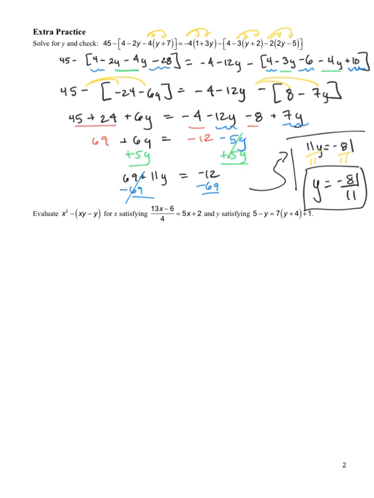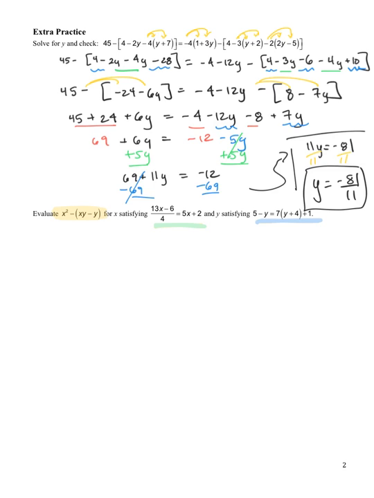Now, let's look at the next one. In the next problem, you're asked to evaluate this expression. So ultimately, I want to evaluate this expression. However, I don't know the value of x or y, but I do know that x satisfies this and y satisfies that. So I can solve each of these independently for x and y respectively, and then once I get the value of x and y, I can substitute back into this original expression and evaluate it.